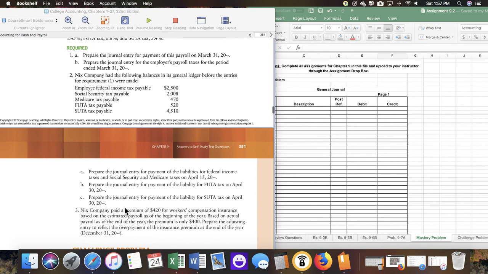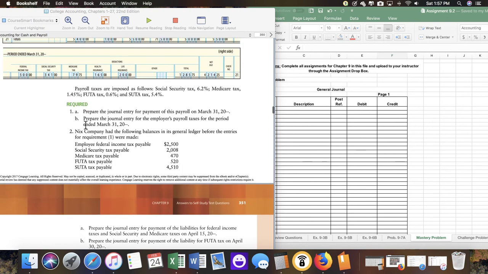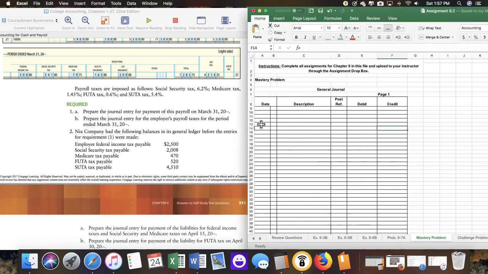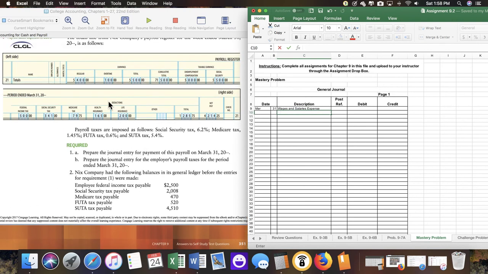So for the first part, we are told to prepare the journal entry for the payment of this payroll. That is not something we have done this week. So I'm going to walk you through that part. So first, we're going to put the date, March 31st. It's going to go to wages and salaries expense. So that's going to be our debit account. And then we're just going to use the information we have been given.